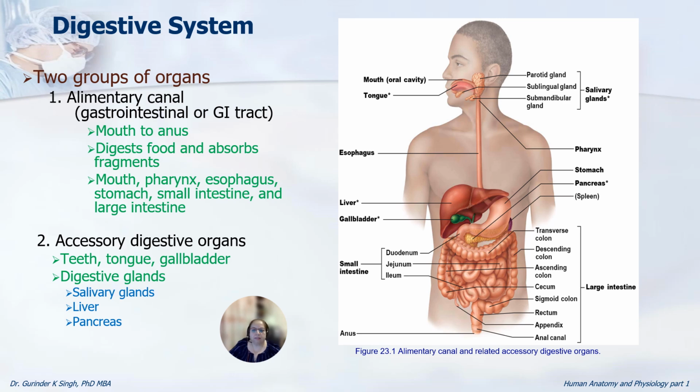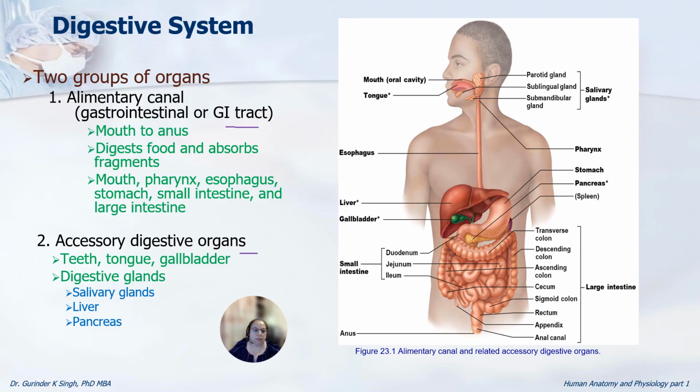The digestive system is made up of two major groups of organs. One of them we call the alimentary canal, or the GI tract. The second is the accessory digestive organs, which help the digestive system in doing what its function is.